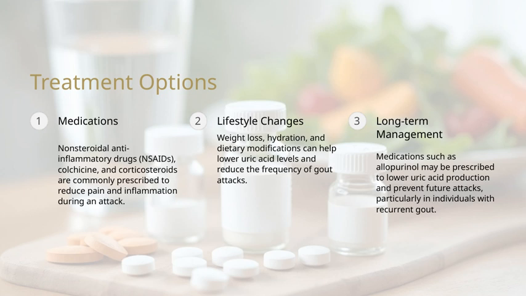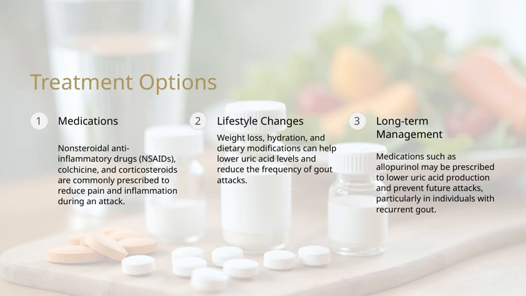Beyond medication, lifestyle changes play a crucial role. Losing weight, staying well hydrated, and making dietary modifications can all help lower uric acid levels in the body. These adjustments are important because they not only reduce the frequency of gout attacks, but also support overall health.